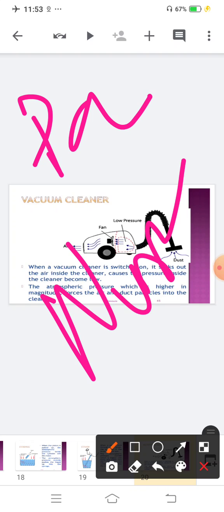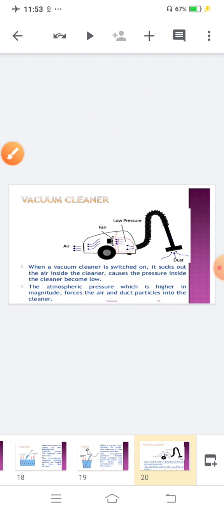Liquids and gases also exert pressure. In liquids, the pressure exerted increases with depth and is equal in all directions at the same depth. The pressure exerted by air on objects is called atmospheric pressure. Is this clear? With this, our chapter is finished.